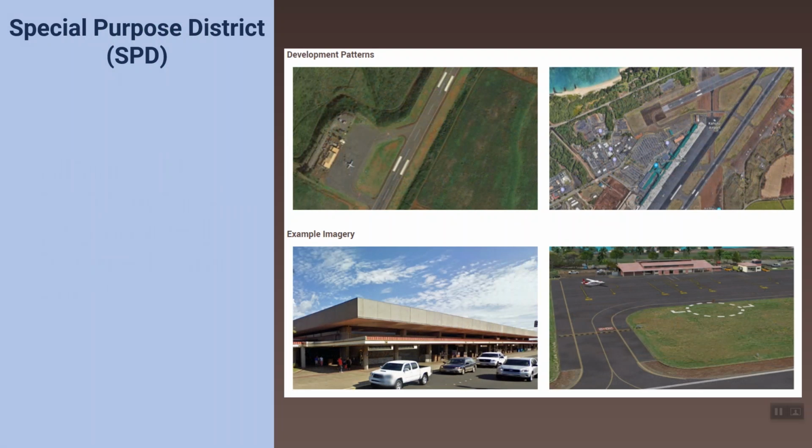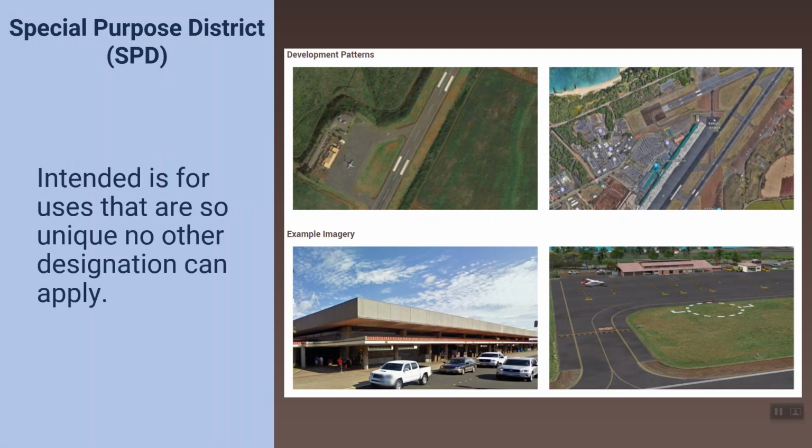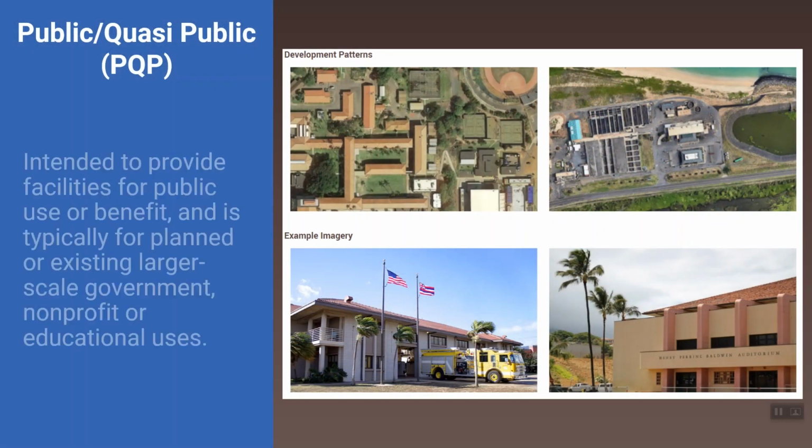The Special Purpose District designation is intended for uses that are so unique, no other designation can apply. Airports are the most prominent example. The Public Quasi-Public designation is intended to provide facilities for public use or benefit. Many of the uses in this designation are allowed in other designations, such as churches and schools, but this designation is typically for planned or existing larger-scale government, nonprofit, or educational uses. UHMC and the Lahaina Civic Center are examples.